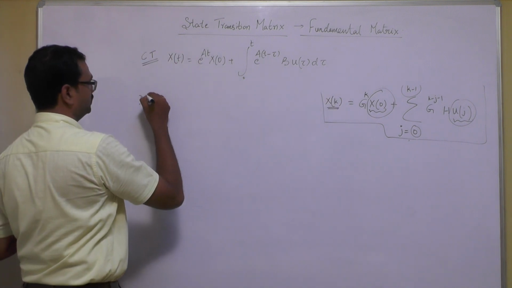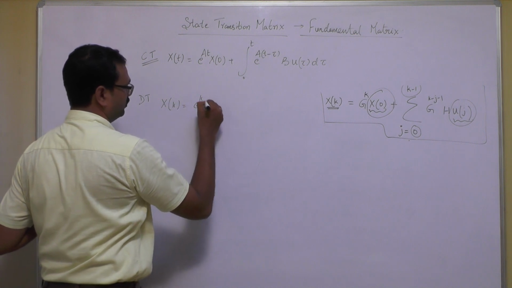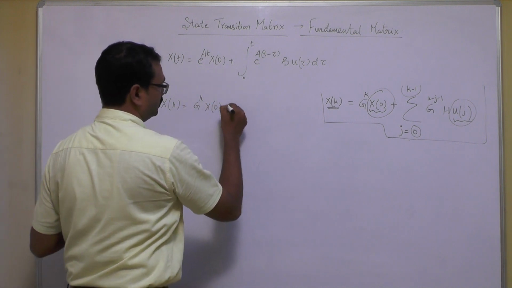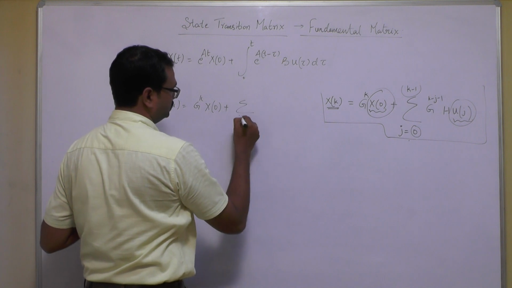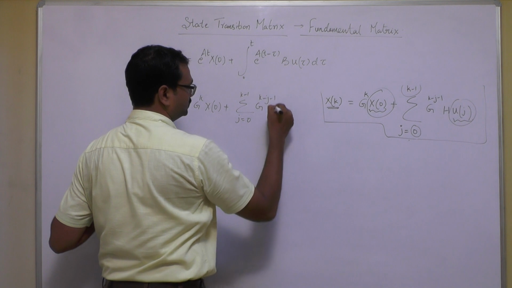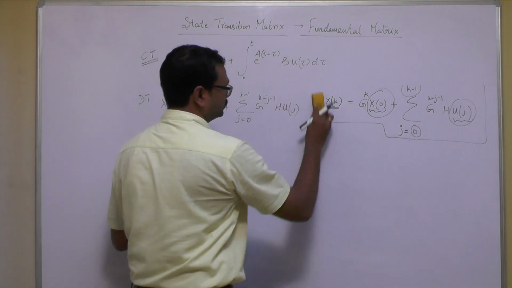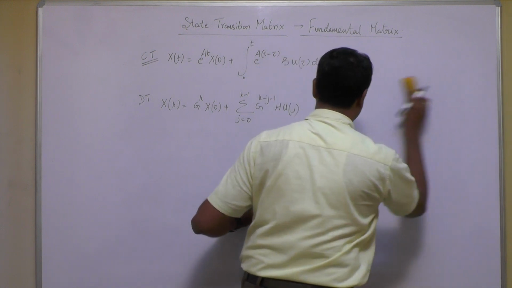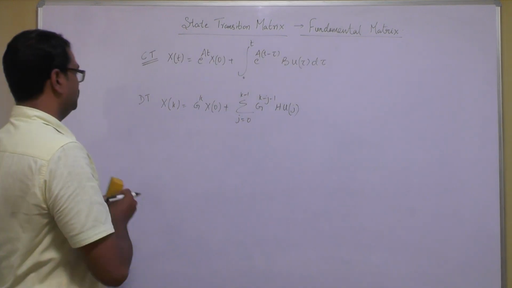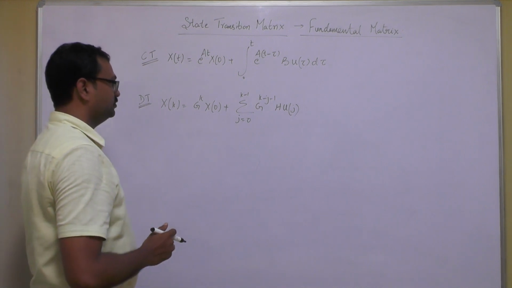In the discrete time domain, x of k is equal to g power k x0 plus sigma j is 0 to k minus 1 g power (k minus j minus 1) h u of j. So these are the two equations that we have obtained in the continuous time domain and the discrete time domain. Now the state transition matrix.